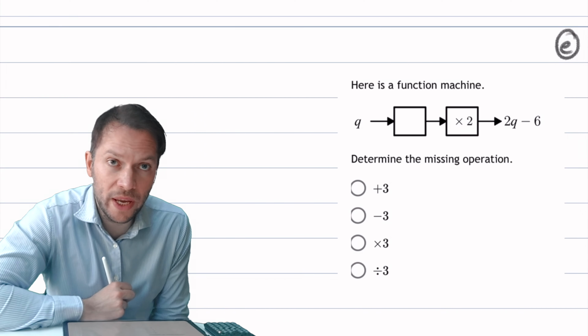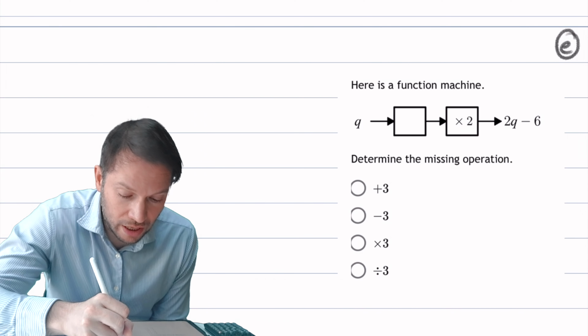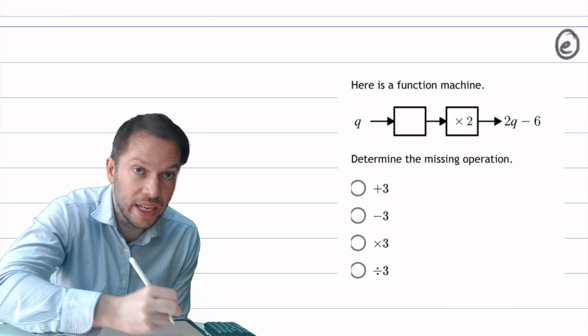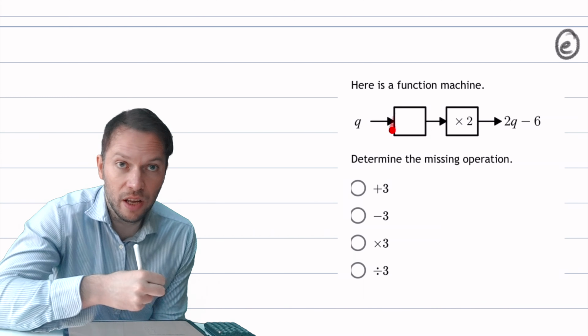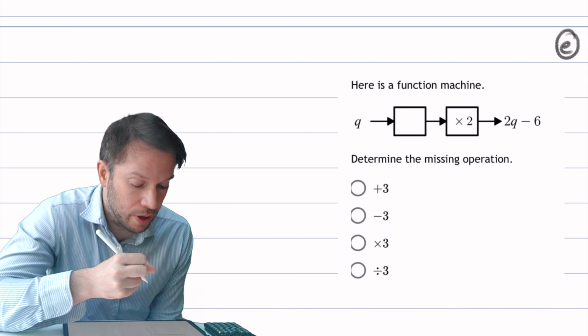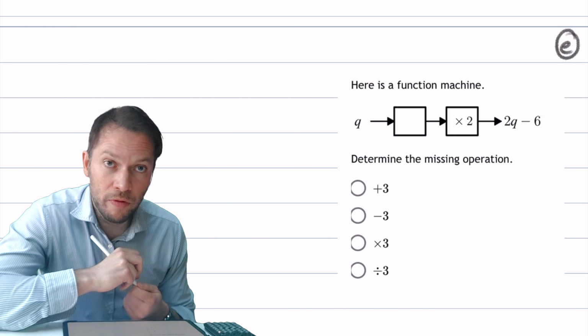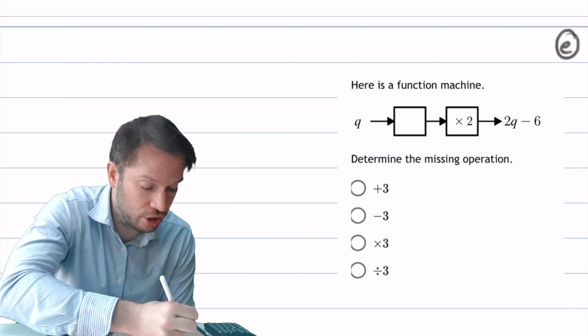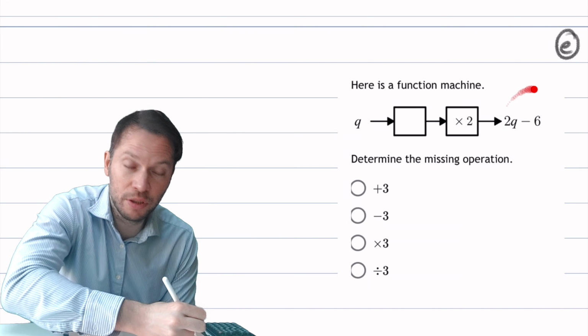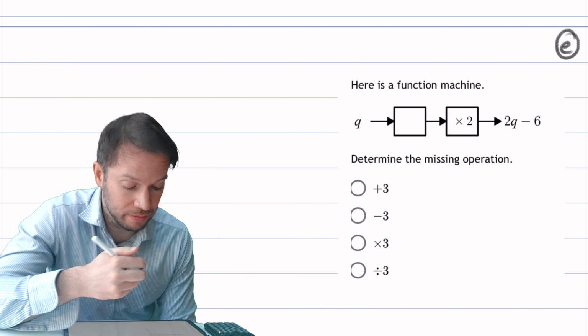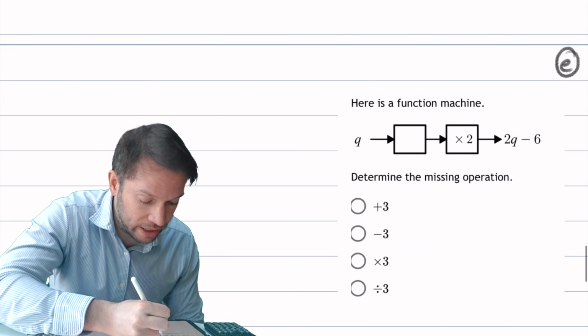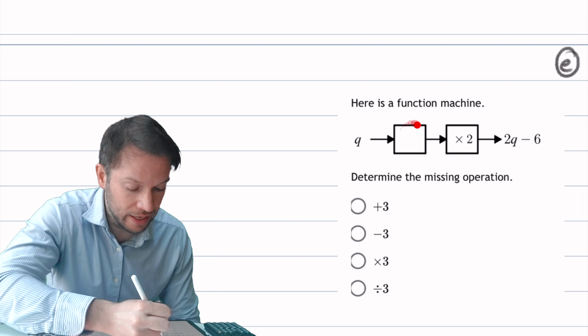Hi, in this video we're going to use a number machine, also known as a function machine, and we're going to find a missing operation in one of your function machines. But specifically here, we're involving algebraic expressions. This 2q minus 6 is an algebraic expression because it's involving variables, it's involving letters, right? And we want to work out what is this missing thing here in this box.